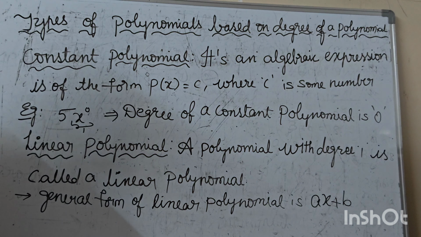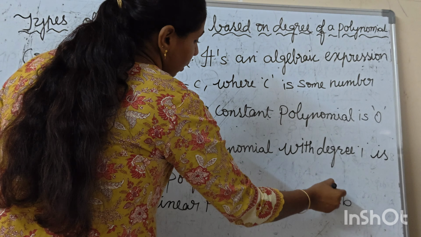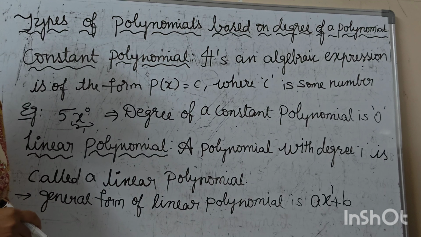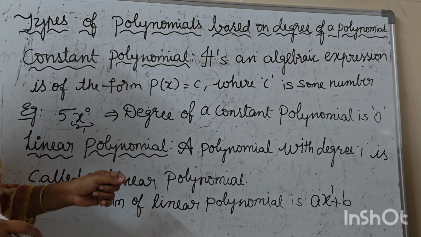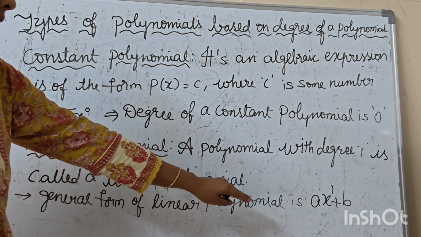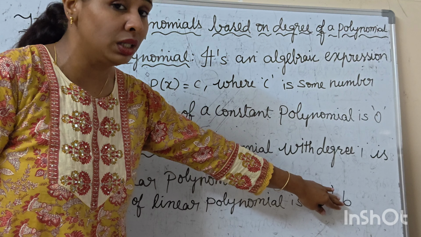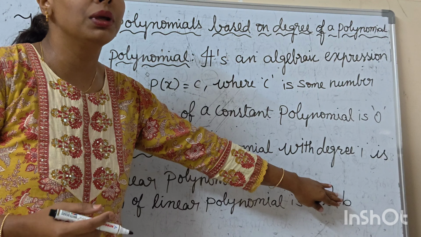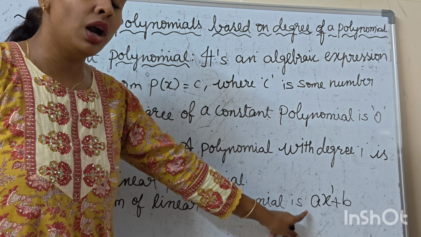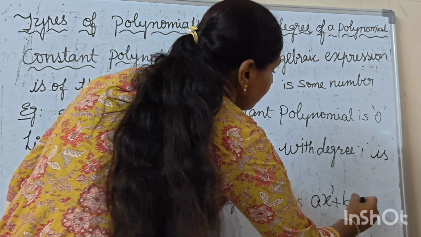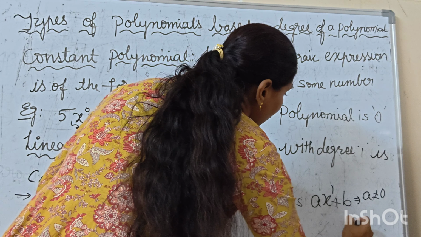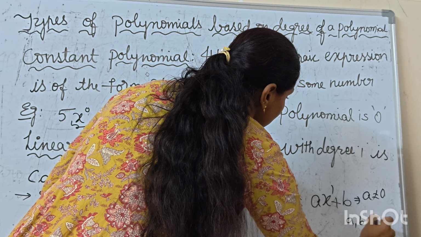See here, what is the power of x? 1. The highest power is 1, so we call it a linear polynomial. Here a should not be 0. If a becomes 0, that term becomes 0 and only b remains. b is a constant, so it becomes a constant polynomial. So a should not be 0, and a and b are complex numbers.